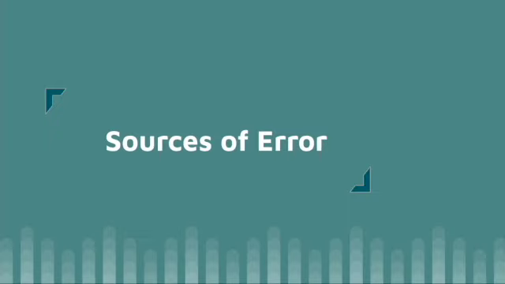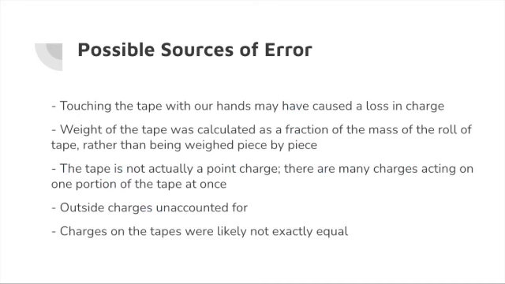To conclude the lab report, we'll discuss the possible sources of error that may have resulted in discrepancies in the results of our lab. Possible sources of error may have come from touching the tape with our hands, which may have caused a loss in charge. The weight of the tape was calculated as a fraction of the mass of the roll of tape rather than being weighed on an actual scale. The tape is not actually a point charge. There are many charges acting on one portion of the tape at once, but we use point charges to simplify the system. We also did not account for outside charges, and the charges of the tapes were likely not equal.